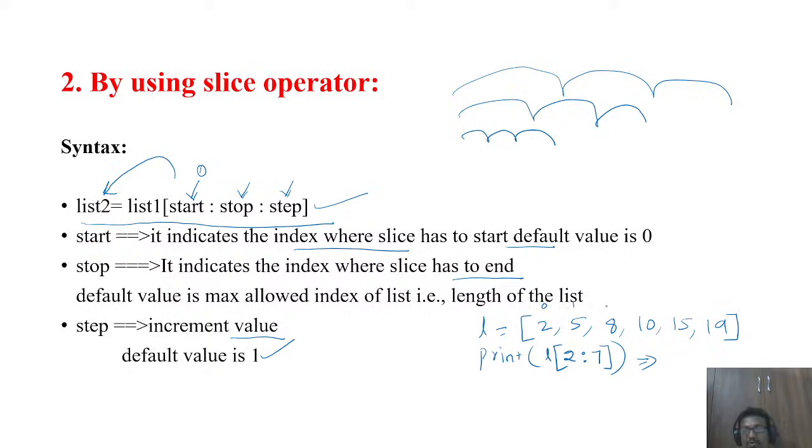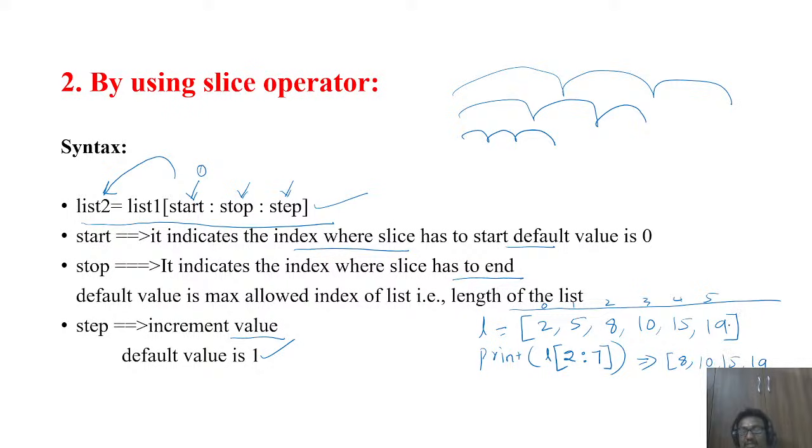This is 0, 1, 2, 3, 4, and 5. These are the index values of this list here. So start at index 2. That means it starts at index 2. Index 2 element is 8, then go up to 7. That means it stops at 6 here. So it prints 8, 10, 15, 19.